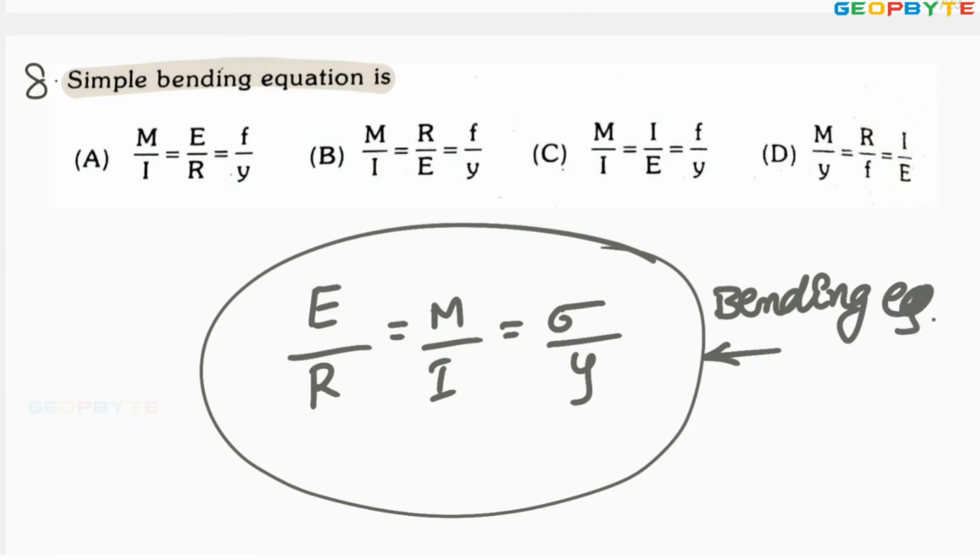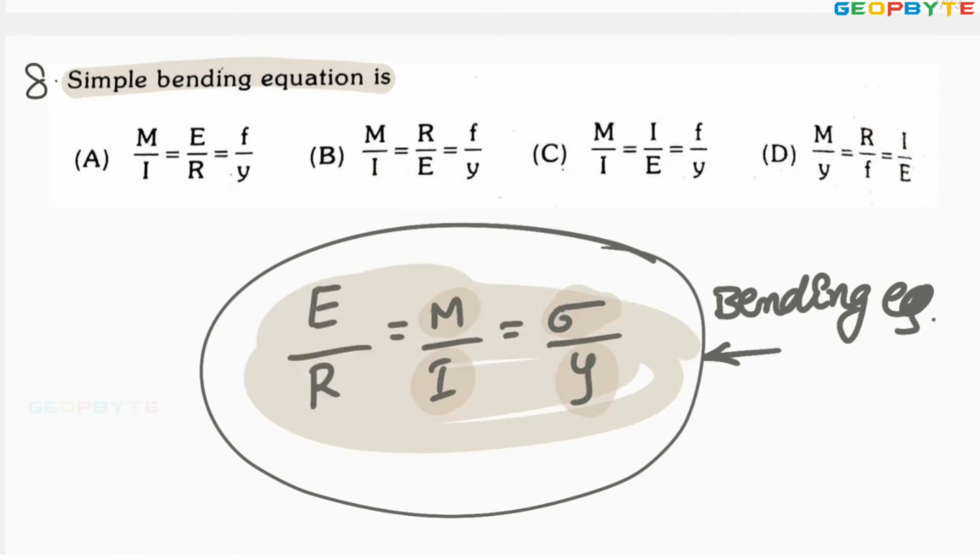Where E is Young's modulus, R is radius of curvature. It is R, radius of curvature, not radius of gyration. Radius of gyration is different from the radius of curvature. M is bending moment, I is moment of inertia, sigma is bending stress. That bending stress may be either compressive or tensile in nature. Y is the distance from the neutral axis to the outermost layer. So anyhow, this is the bending equation.